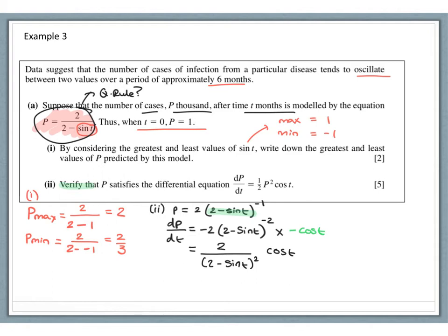So this, of course, would be equivalent to a half of 4 over 2 minus sine t all squared. And we can see, hopefully, quite clearly that this a half and this 4 would cancel to give me the 2 that I have there, multiplied by cos t, which is a half p squared cos t. And this result here is, of course, the square of p over there.